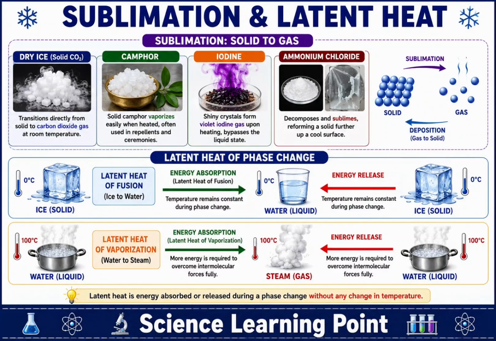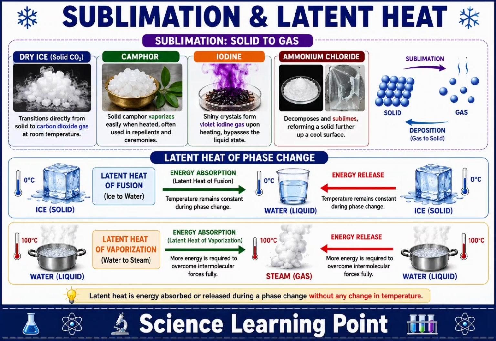And the next example is camphor. Camphor is the one we use in the temple. When you heat it, it directly turns into gas. That's why its smell spreads so fast. Third one is iodine. Look at the dark purple crystals. On heating, they give out violet-colored iodine gas directly.